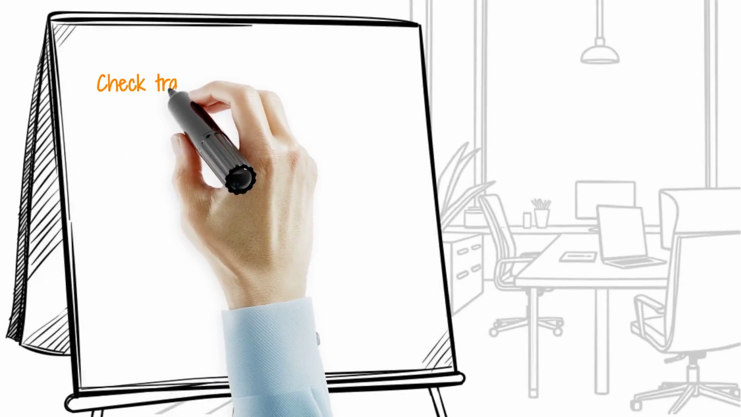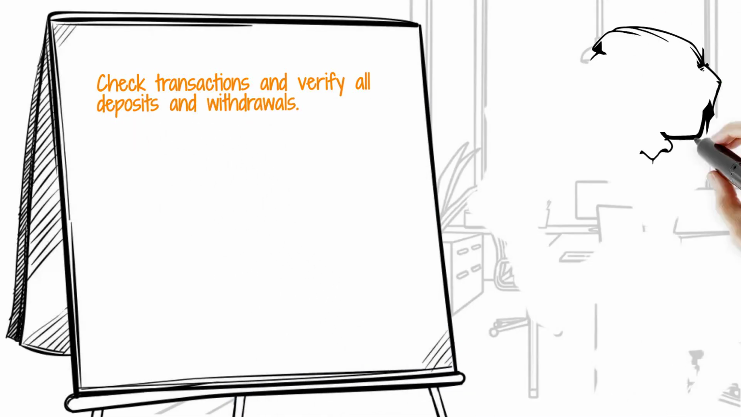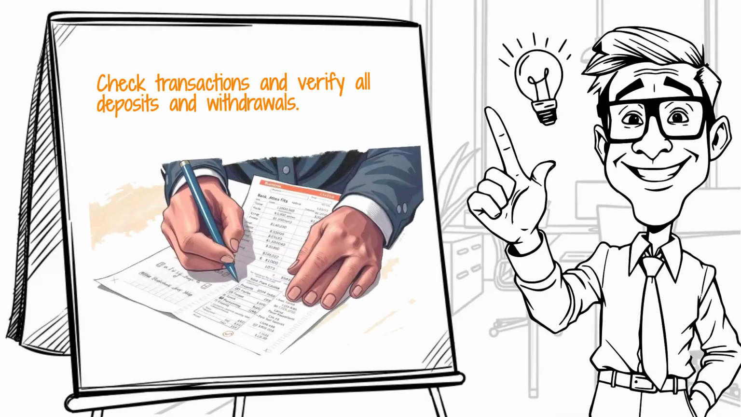Next, check off each transaction in your cash book against those listed on your bank statement. Make sure to verify all deposits and withdrawals. Identify any transactions that appear on one record but not the other.